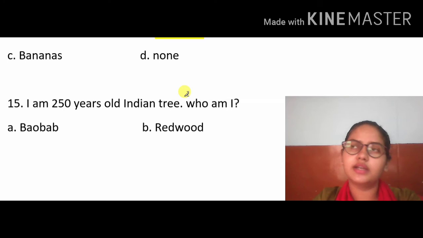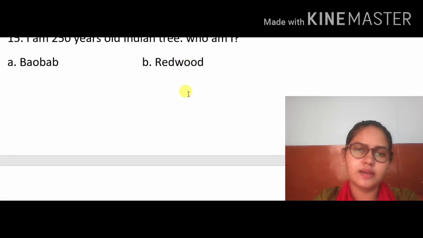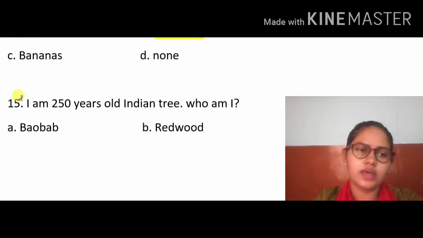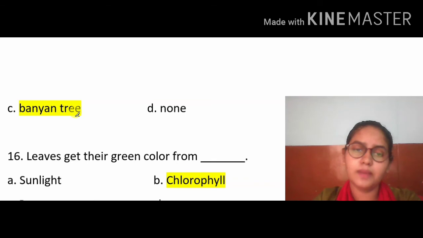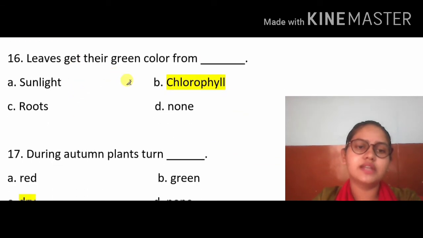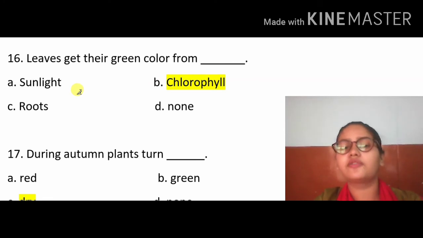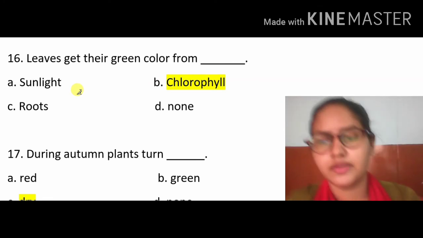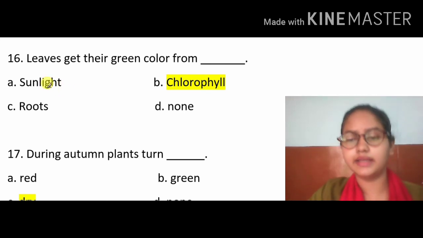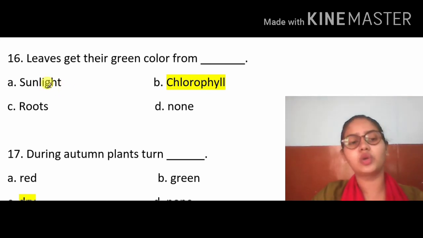The banyan tree is located in West Bengal. Okay. So, that tree is 250 years old. Banyan tree. Leaves get their green color from dash. Where do they get their color? They get their color from chlorophyll.